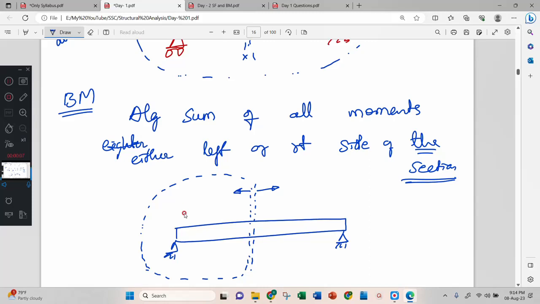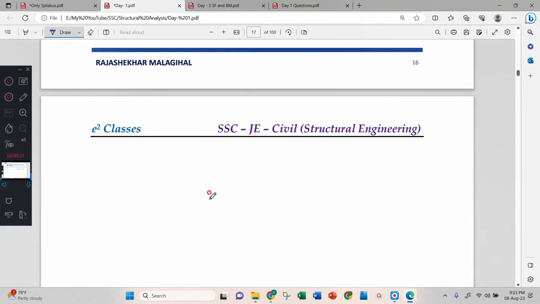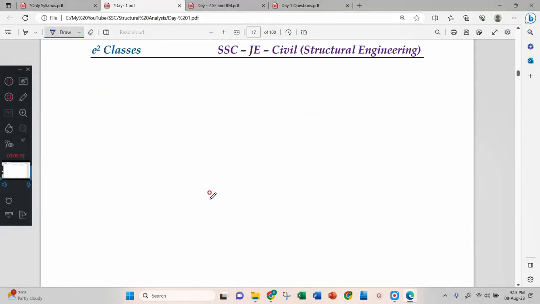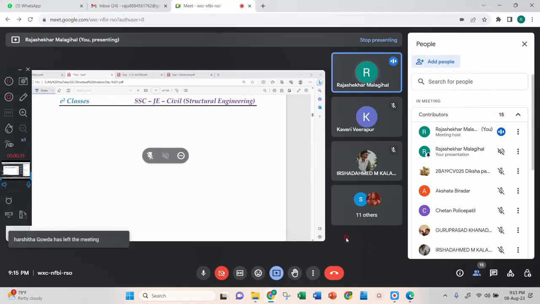Here moments we want. Add all moments. All moments means what? Force into perpendicular distance. That is your moments. Okay now? We will solve one problem so that you will understand how to determine the bending moment. Okay now? Till now, do you have any doubt? Just 30 seconds.